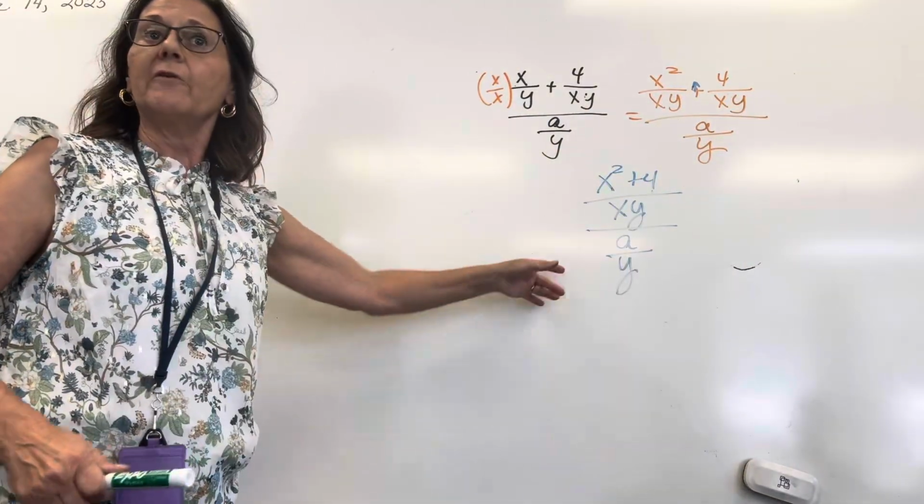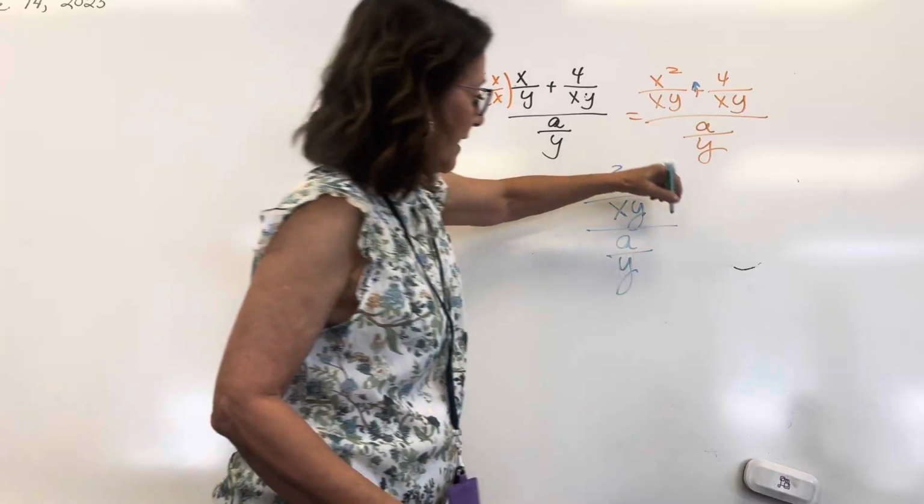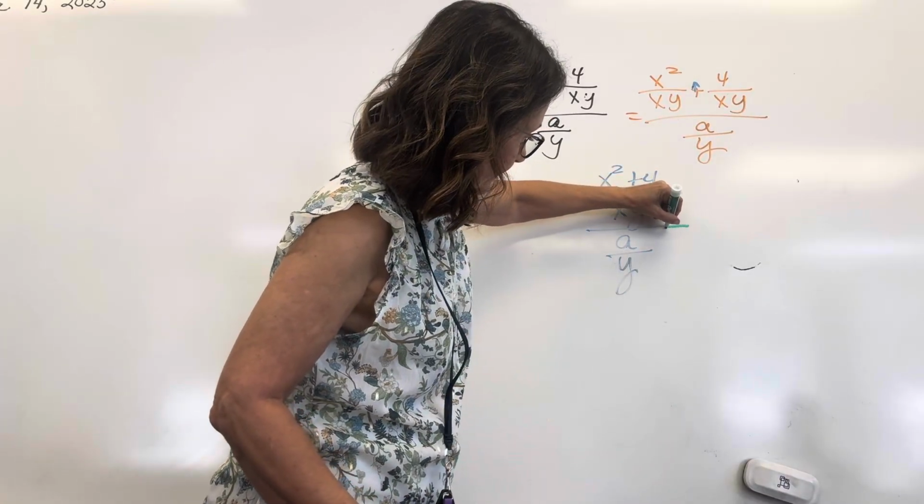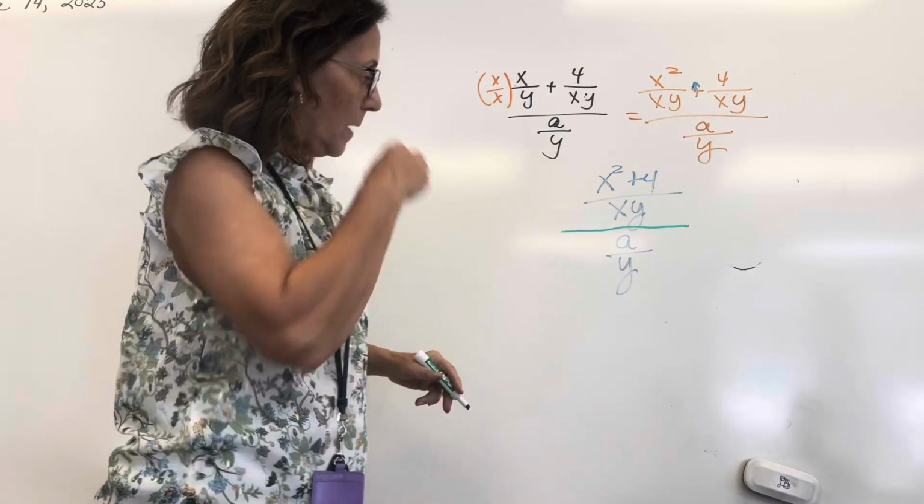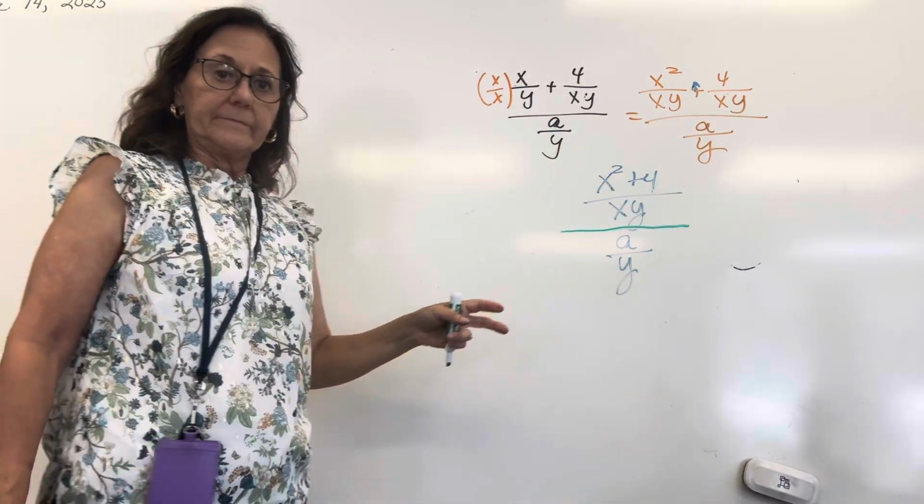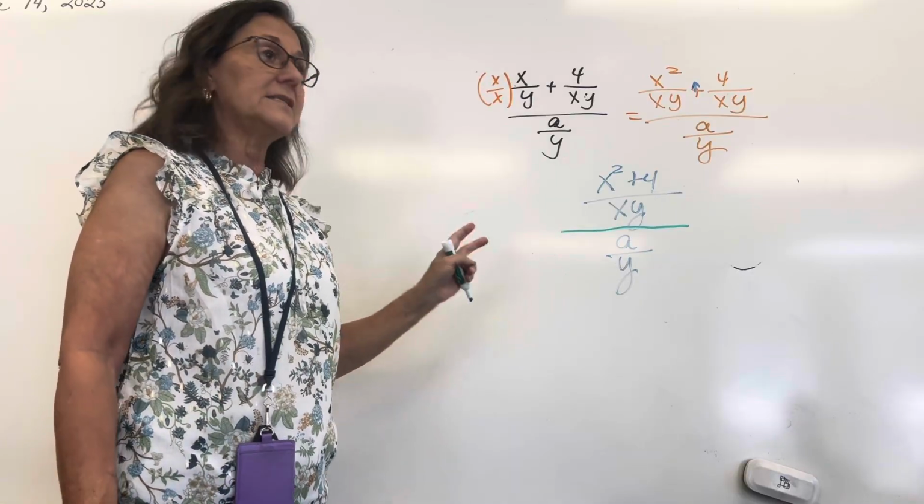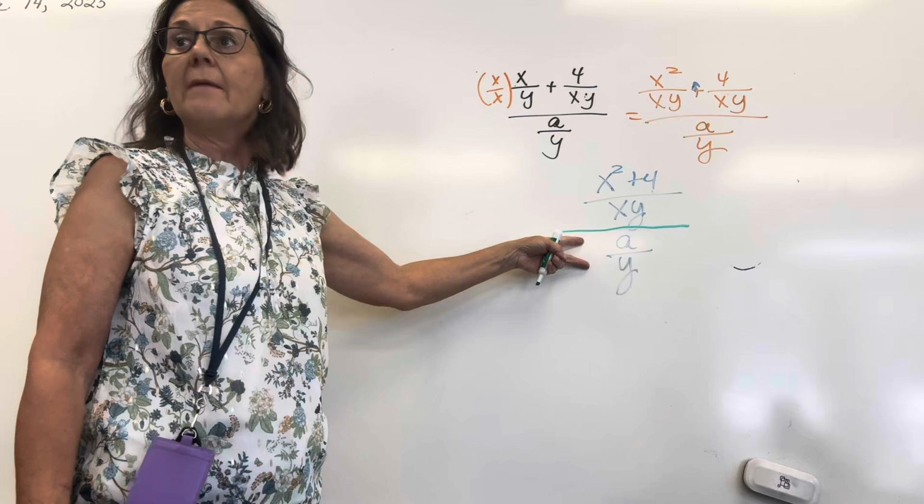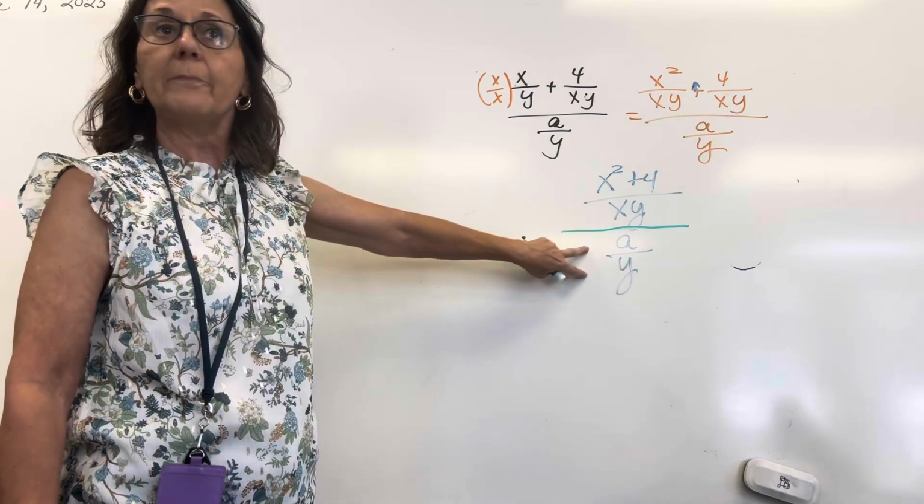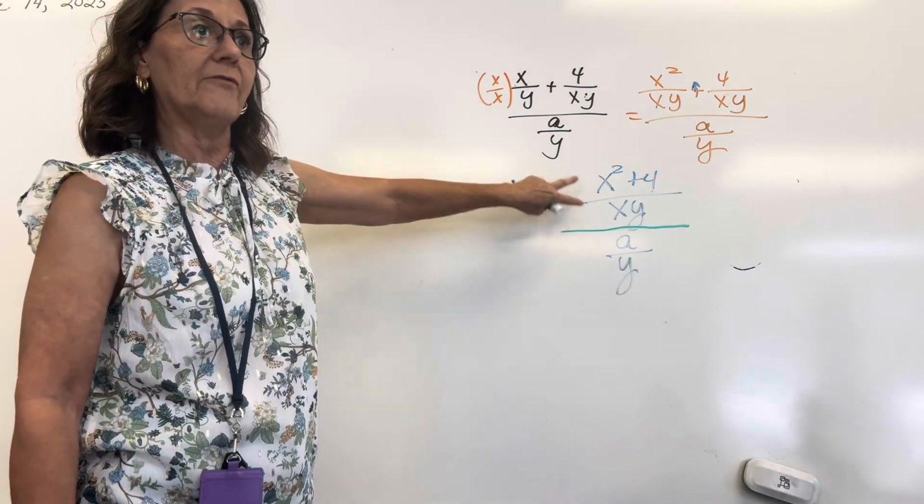Once you have a fraction over a fraction, I've still only got an expression. That's my middle fraction line. So to make it a simple fraction, I multiply by the reciprocal of the denominator over itself.